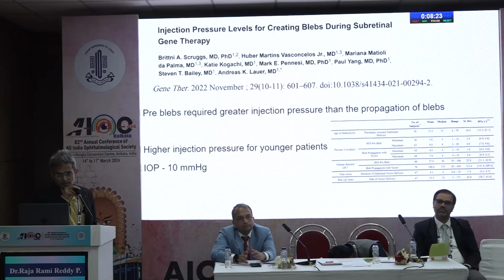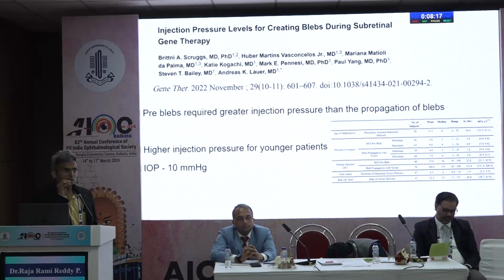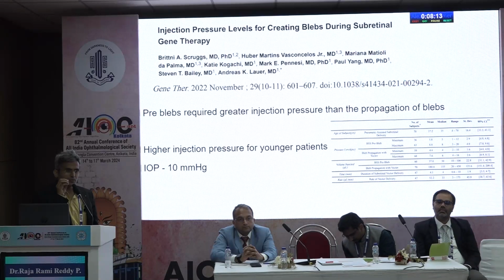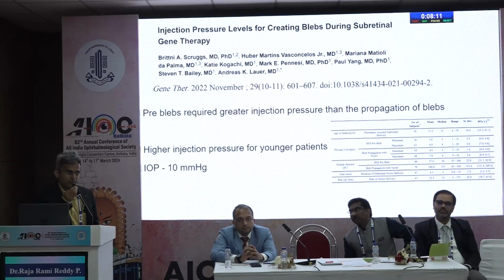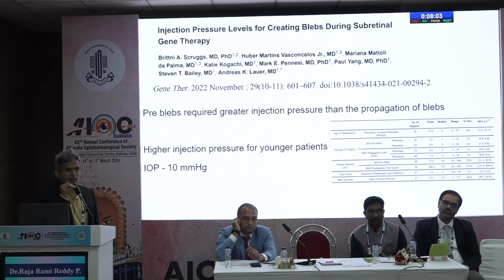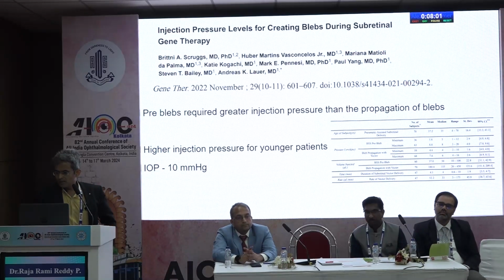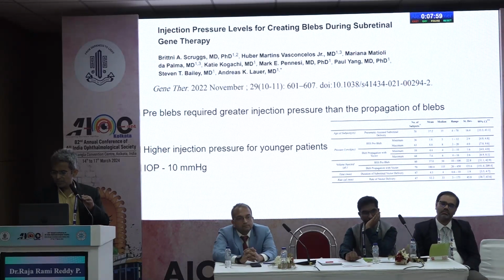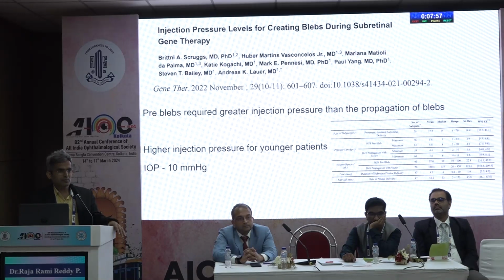There is enough literature where they show that roughly 5 to 8 psi is the pressure required to inject drug subretinally. Also, for the creation of the first bleb of drug that comes subretinally, you slightly require more pressure, whereas once the bleb is created, to propagate it even slightly lesser pressure is needed. So 5 to 8 is for bleb initiation, and then 4 to 7 will be for bleb propagation.